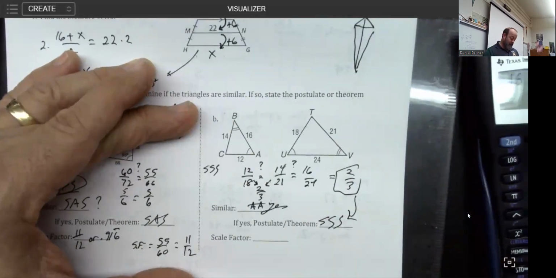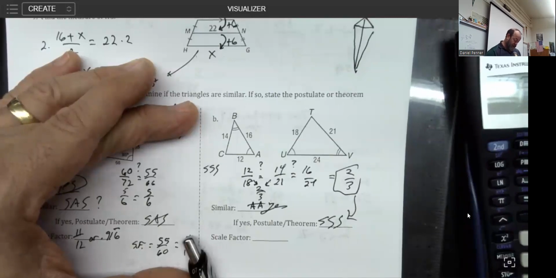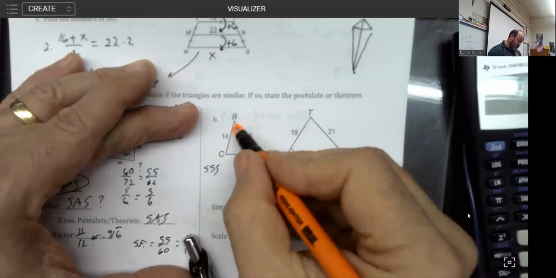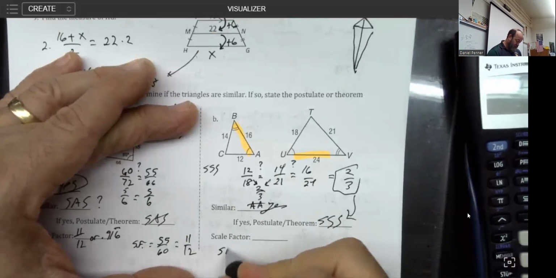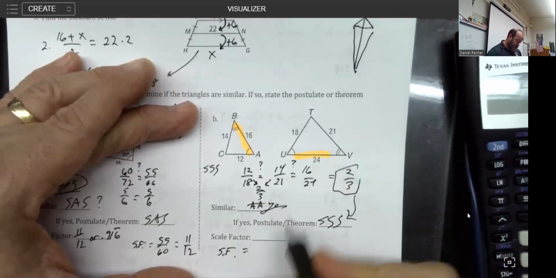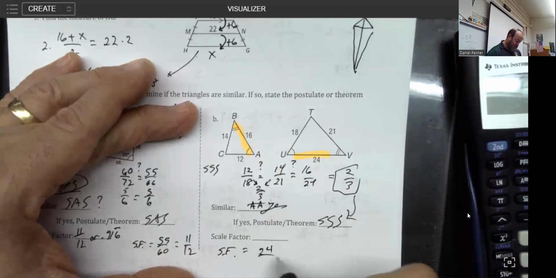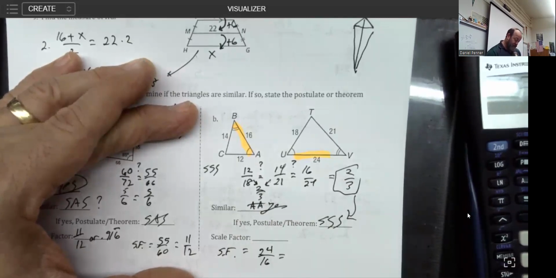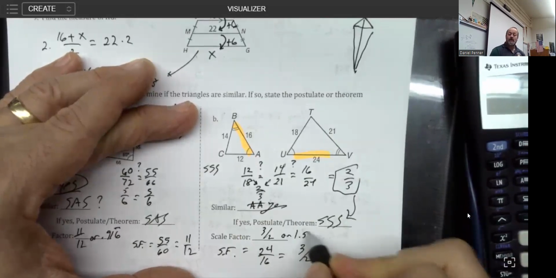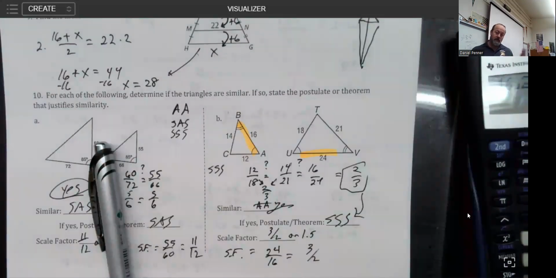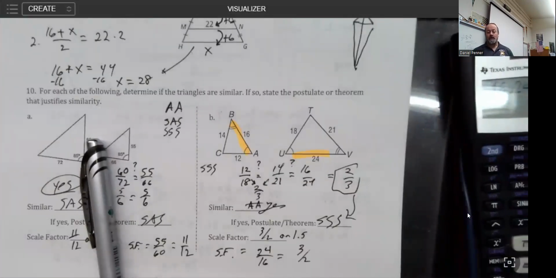So I could use side, side, side. And then all I would have to do to talk about how that works is take any two sides that correspond with each other. So I'm going to go ahead and use the longest one of both because I just kind of like that. And I'm just going to say then that my scale factor is the ratio of the second one, which is the 24, over the first one, which is 16. And if I divide them both by 8, I get a scale factor of 3:2 or 1.5. So the new one is 1.5 times as big as the old one. And so that would allow me to take any side and figure something out about it.